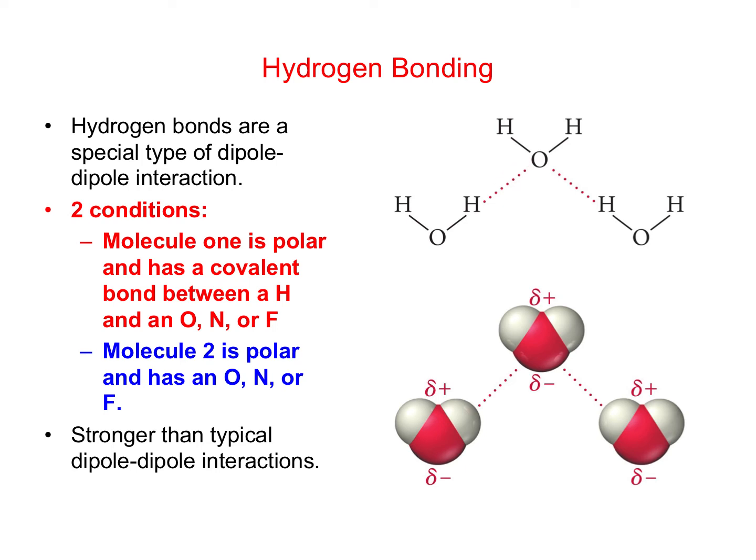Now, it may seem like, well, why do we have two different categories? Right now, we're primarily talking about pure substances, but when we talk about mixtures, as long as one of the molecules meets this criterion, the second criterion is a little bit less stringent. So we can get hydrogen bonding between more compounds than we might expect if they all had to meet this one red criterion.